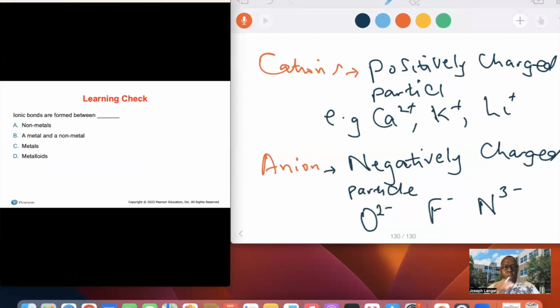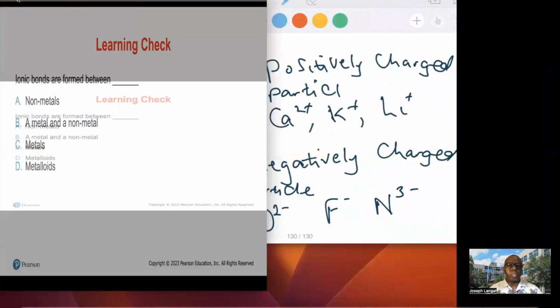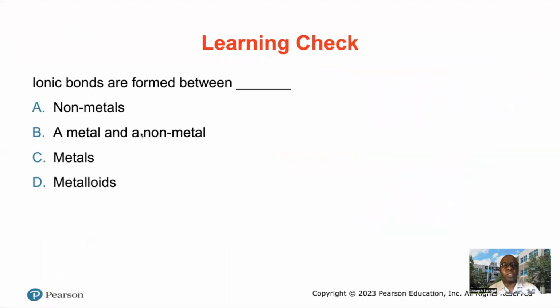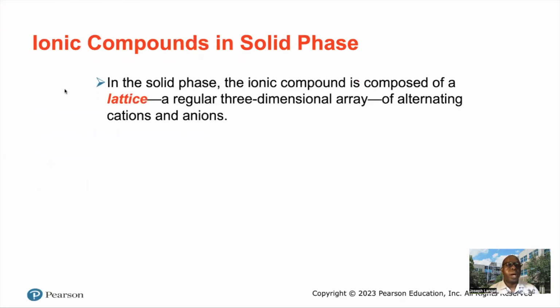This is a learning check to show if you understand. You may see a question like this in the exam. Ionic bonds are formed between non-metals, a metal and a non-metal, or metals or metalloids. Metalloids are elements which lie along the staircase, the zigzag line on the periodic table. Please revisit that. The correct answer for this question is B: a metal and a non-metal form what we call an ionic bond.